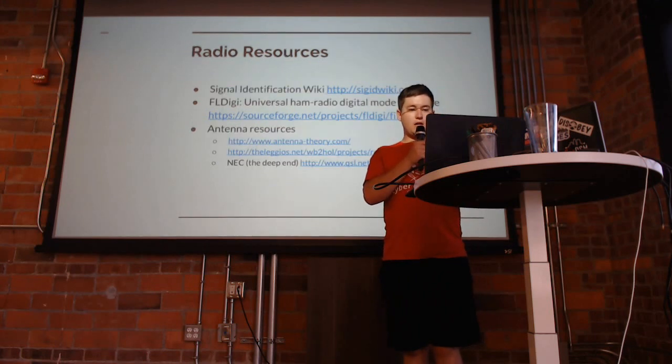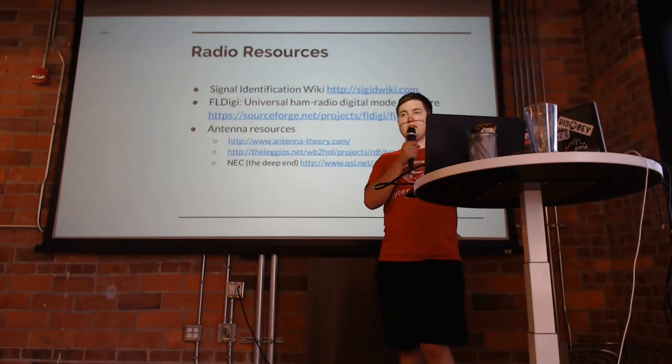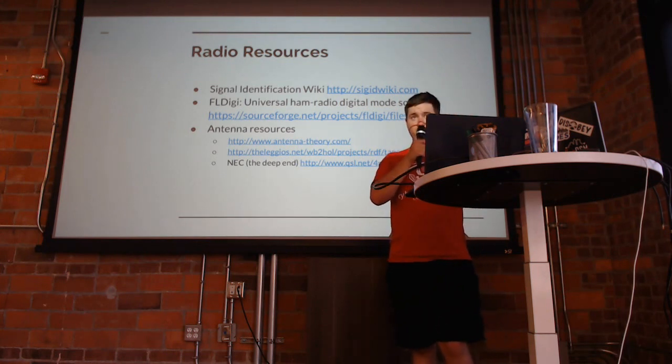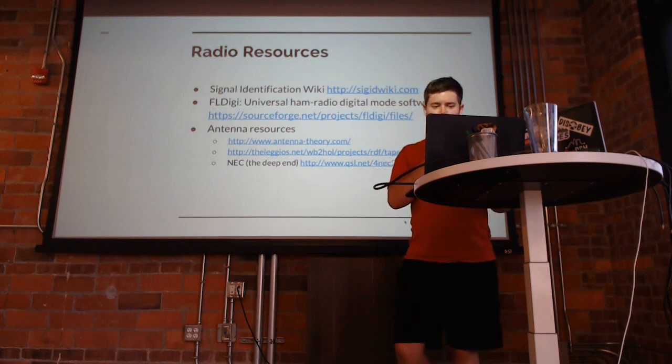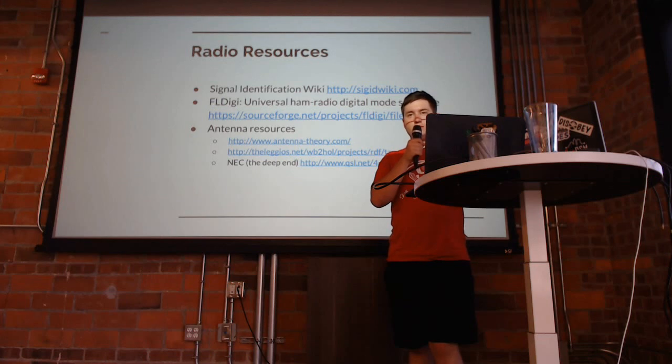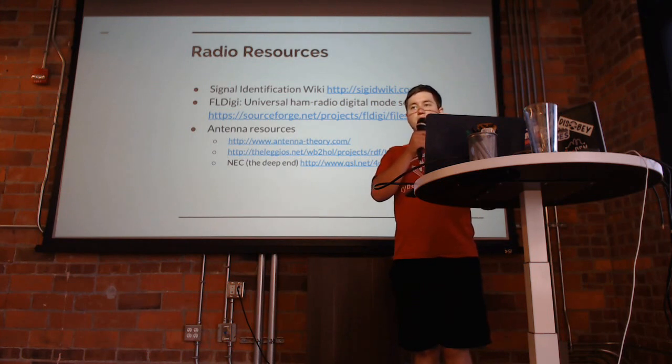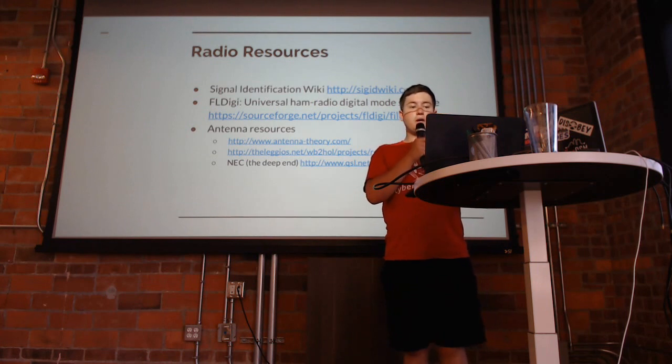And then just some radio resources. The Signal Identification Wiki is wonderful for seeing what certain weird things look like and sound like. And FLDigi is the universal standard software for doing ham radio digital stuff. So if you're listening to the amateur radio bands and you hear weird beeps and sounds, FLDigi can probably decode it for you. And then a couple of links to antenna resources if you decide to go that fun route of building your own antennas out of tape measures and wire.